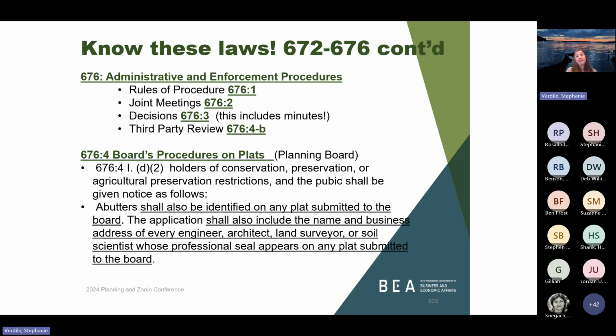What are the benefits of taking the test? Well, OPD was required by law. The legislators thought it was a good idea for planning board members and zoning board members to take tests, and OPD was mandated to create this test system. So it's a good way to check yourself.